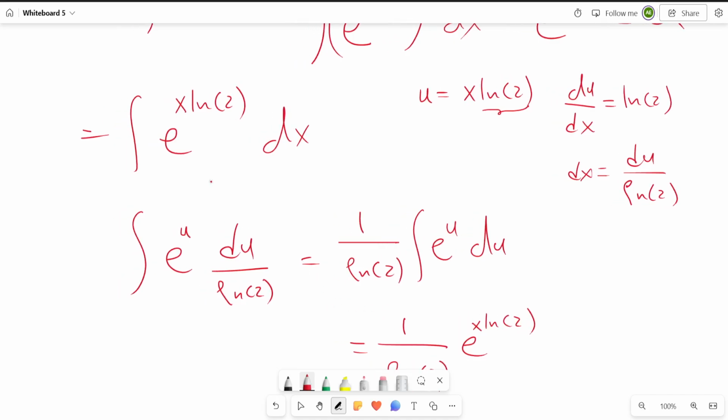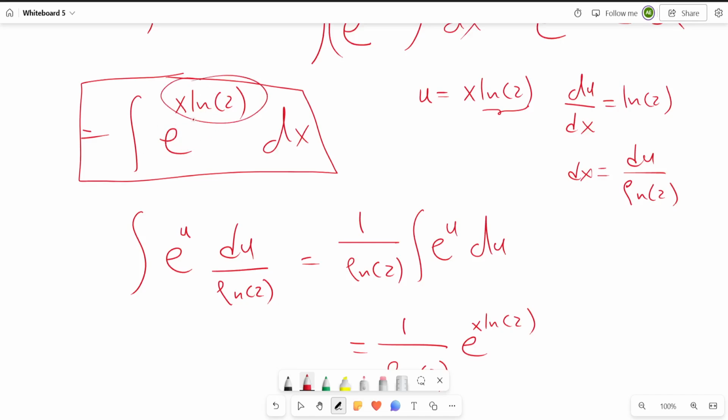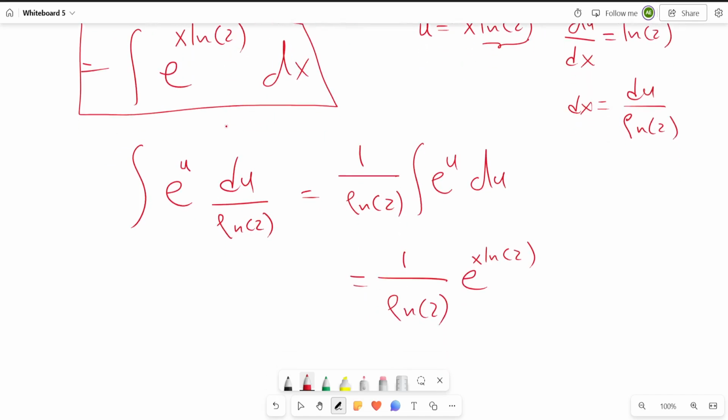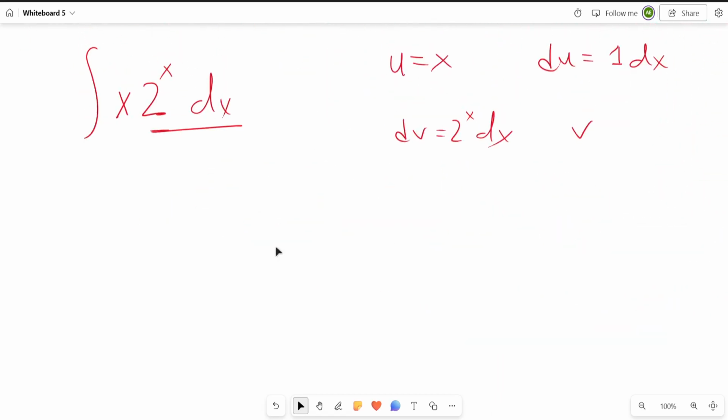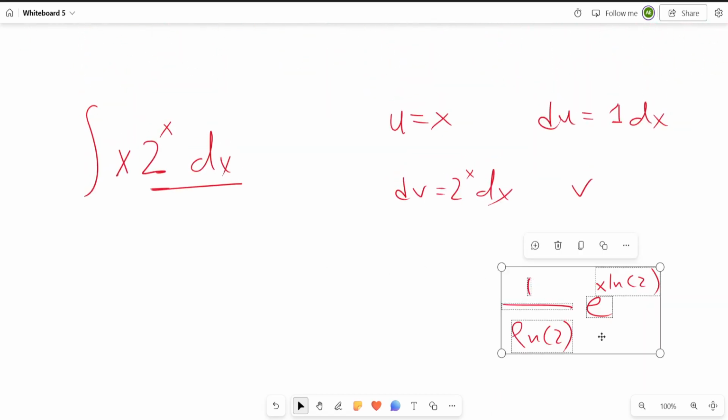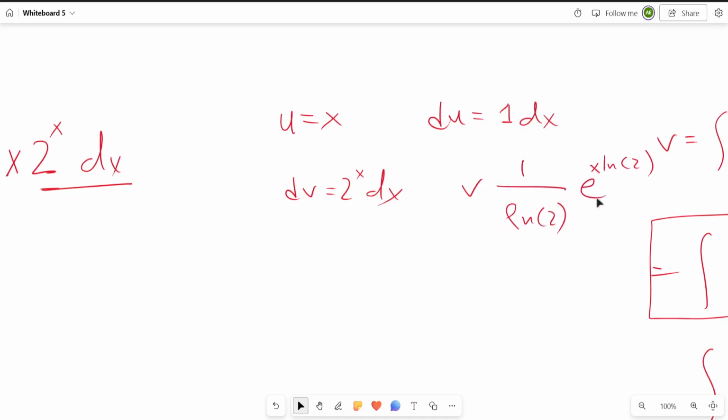So this is basically the integration of this part over here, and you can think about it as integrating e to the power of this thing and then dividing by the differential of this. It's just like the reverse chain rule, okay? So you end up with this, which is my v. So let's again copy this part, knowing that this is our v now. Let's copy it and put it in our integration by parts over here.